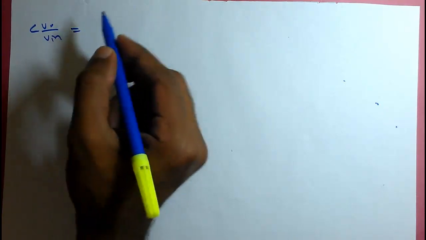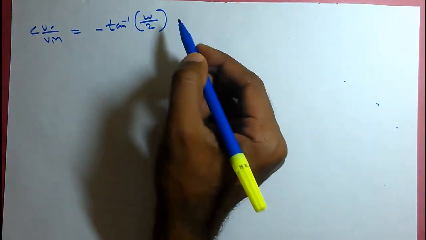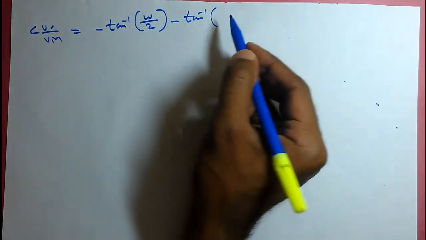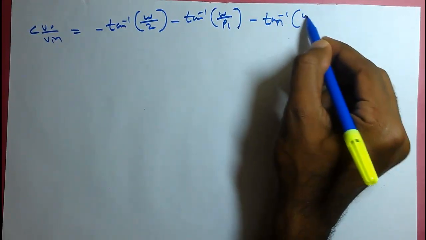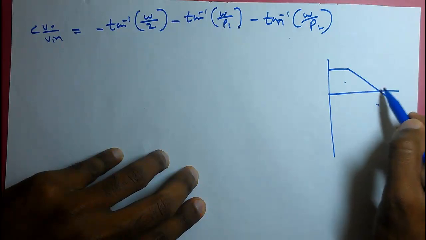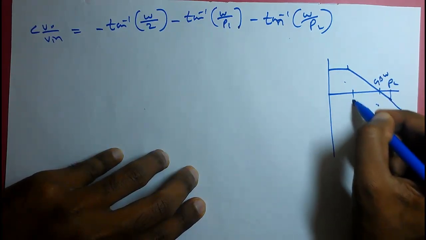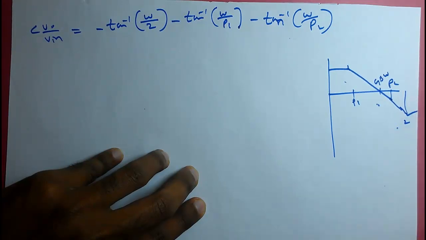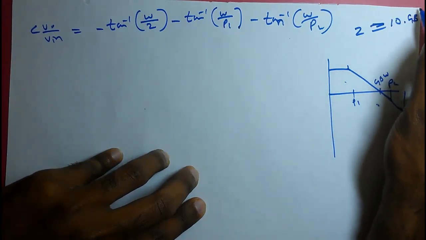To ensure that, we can write the angle of Vout by Vin equals minus tan inverse omega, the frequency, by Z, minus tan inverse omega by P1, minus tan inverse omega by P2. In the phase plot, I'm plotting it again. This is P2, this is the gain bandwidth, this is P1. Here the zero comes, and we put the zero equal to 10 times the gain bandwidth.